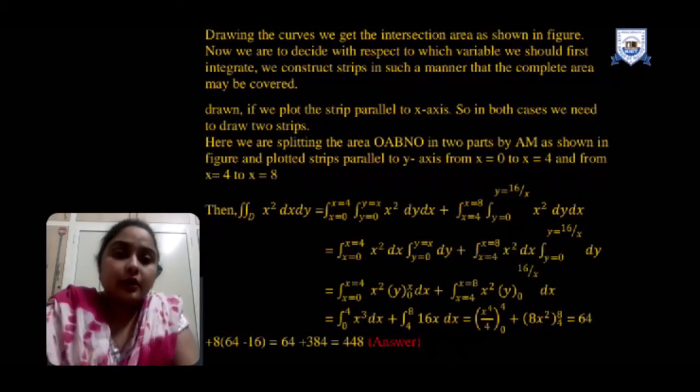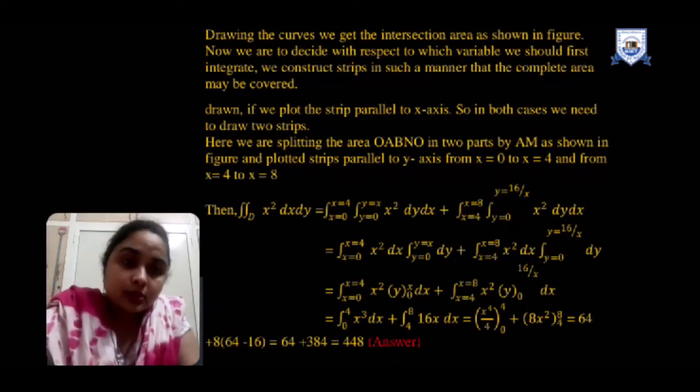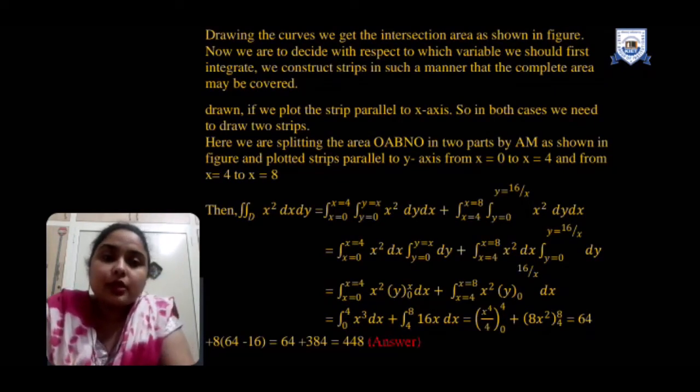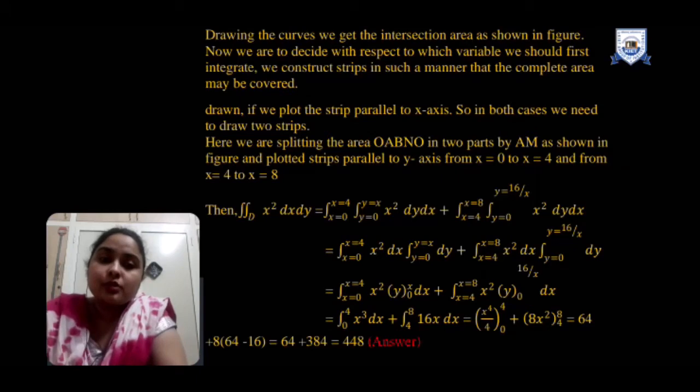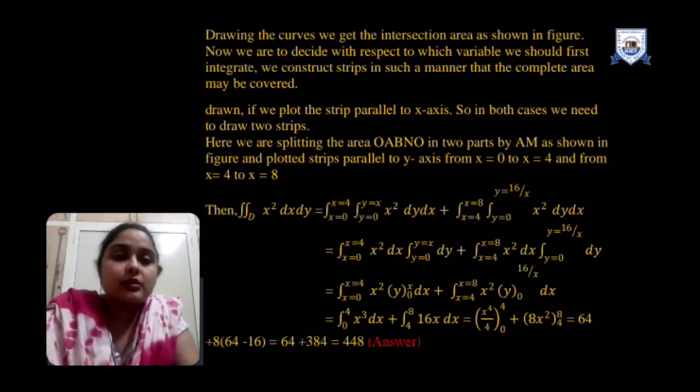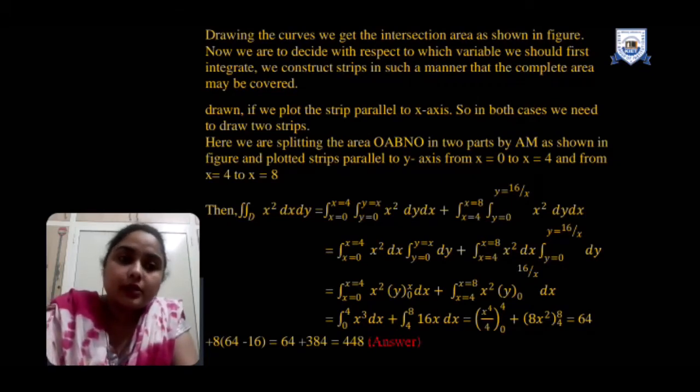Here we will break our integration of x square dx dy into two parts. You can see the first part we are taking from y equals 0 to y equals x over the limit x equals 0 to 4, and the second integration is bounded between y equals 0 to y equals 16/x and x equals 4 to 8.